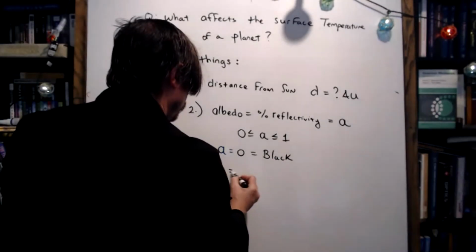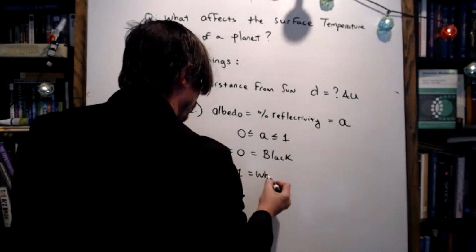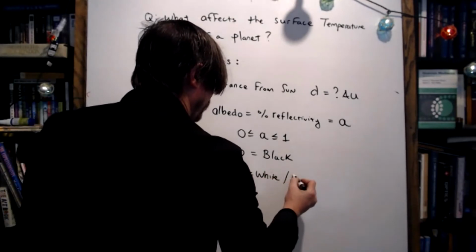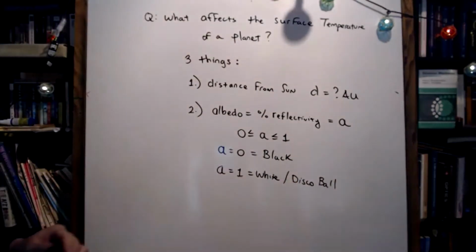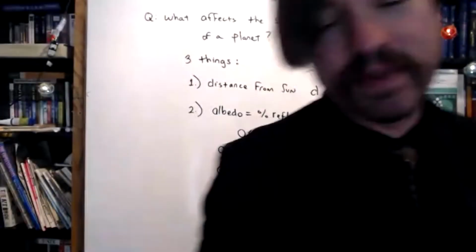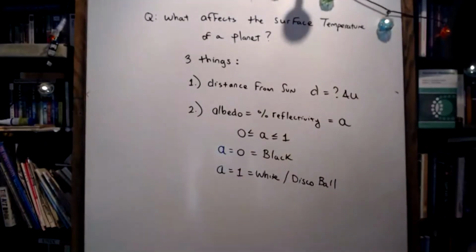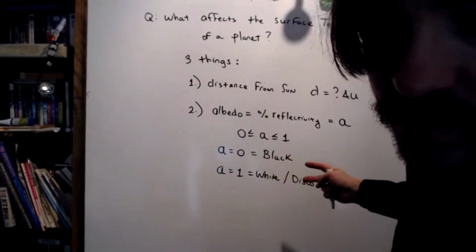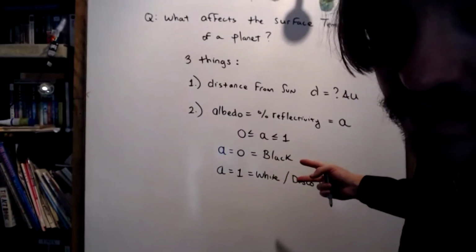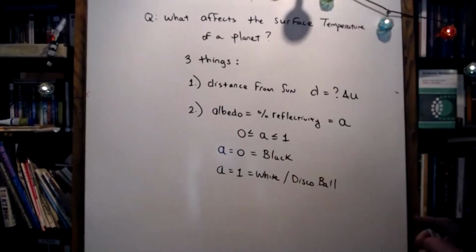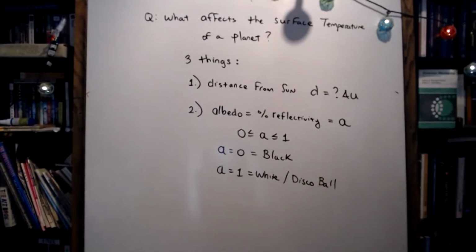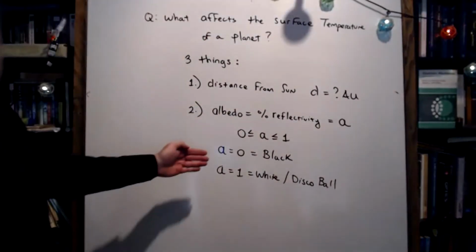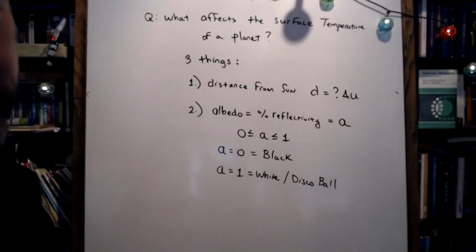If A is equal to 1, you have a perfectly white planet, or you might even think of it as a disco ball. A disco ball has an albedo of 1 because it reflects 100% of, well, that's not really true, but let's lie. Can I be honest with you guys? There is no such thing as perfect blackness, and there's no such thing as perfect whiteness. There's always a little bit of absorption and always a little bit of scattering at work. But I'll lie, because lies are easier to digest than the truth, as we all know. Black planet versus a white planet, 0 through 1.